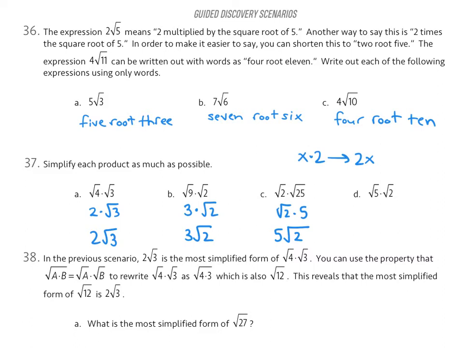Part D, the square root of 5 times the square root of 2. I can't simplify either of those, but we did learn that if you have the square root of two numbers multiplied separately, you can write that as the two numbers multiplied together under one square root. And now we can see that 5 times 2, we can multiply that. That's 10, so the square root of 10. The square root of 5 times the square root of 2 is the square root of 10. I can write it like that.